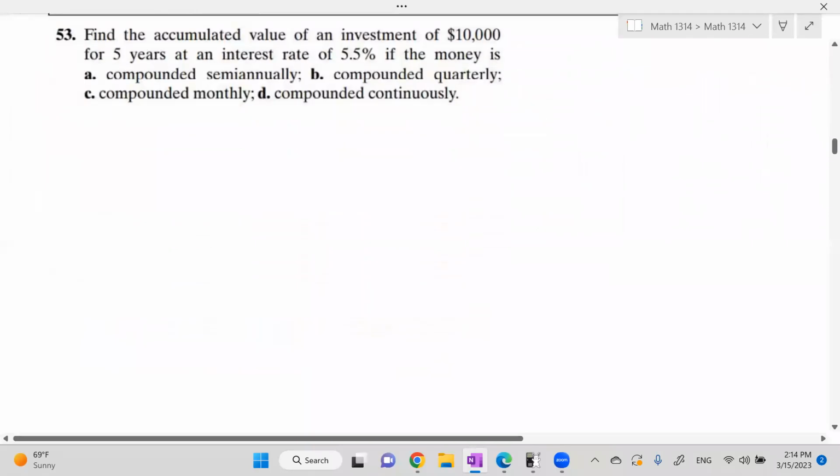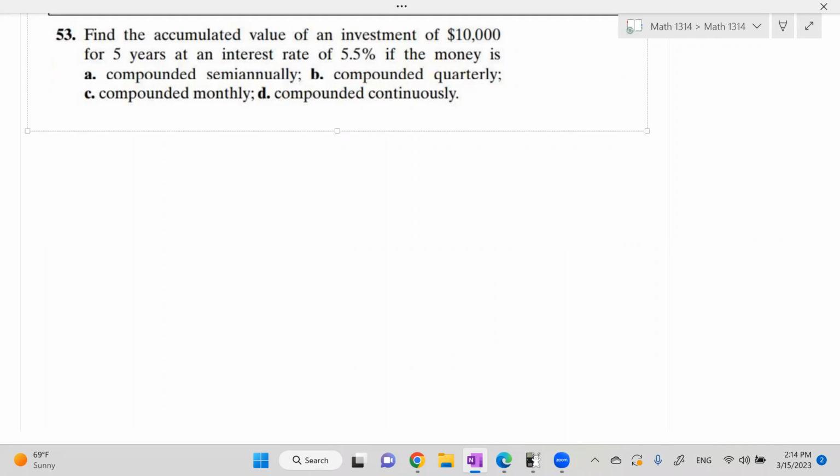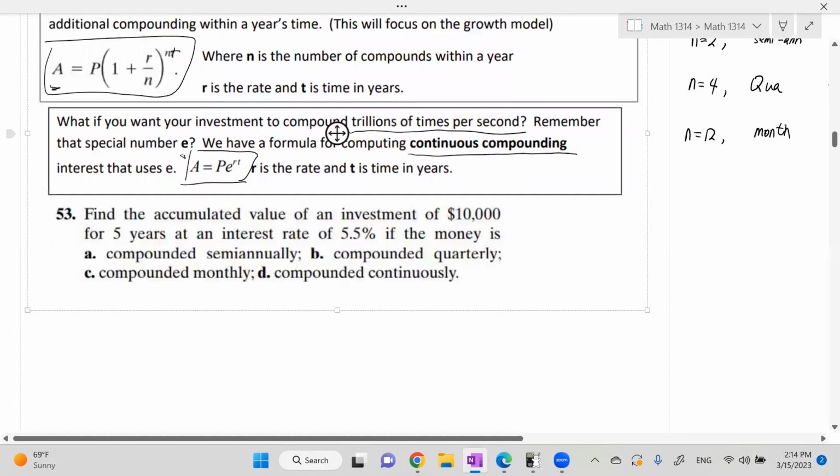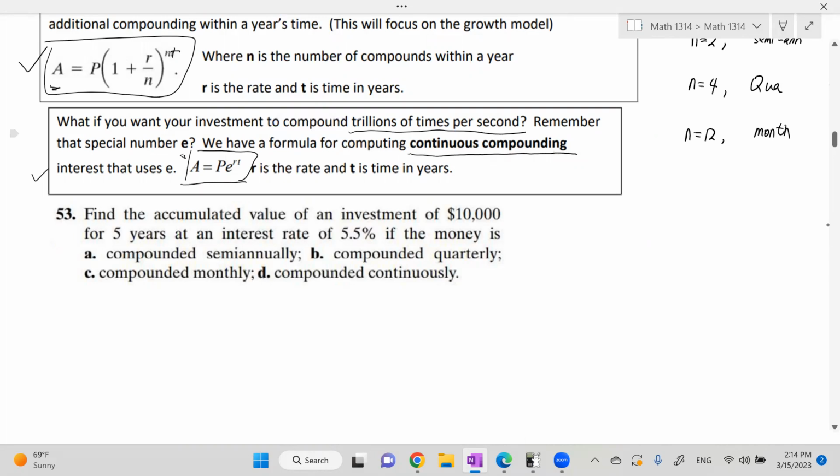Let's see number 53. Find the accumulated value of an investment of 10,000 for 5 years at an interest rate of 5.5% if the money is compounded semi-annually, quarterly, monthly, or, the last one, compounded continuously. For the first three we are using the compound formula, but for the last one we are using A equals P times E to the RT.